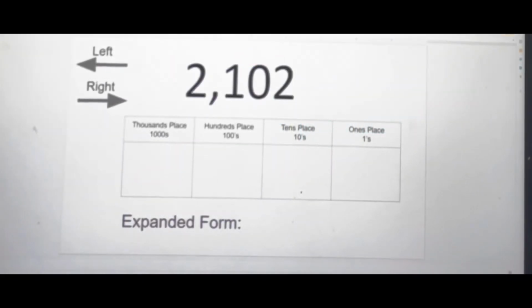All right, so now I'm going to identify the ones place, tens place, hundreds place, and thousands place in the number 2,102. So we always start by identifying the ones place. The ones place is the digit that's all the way to the right. And if you're unsure of your right from your left, this arrow is pointing right, this arrow is pointing left. So going right, the digit all the way to the right is a 2. So the digit in the ones place is a 2.